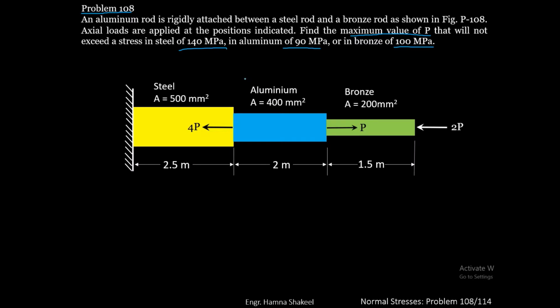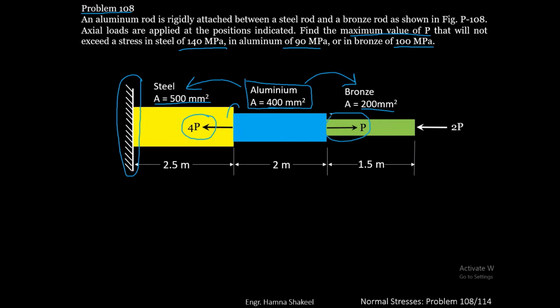So you've got here an aluminium rod that is rigidly attached between steel and bronze, and on the left side the steel rod is rigidly attached to a support. The area of steel is 500 mm square, area of aluminium is 400 mm square, area of bronze is 200 mm square. An axial load of 4P is applied at the junction between steel and aluminium, and a force of P is applied at the junction of aluminium and bronze, and an axial force of 2P is applied at the free end of the rod.